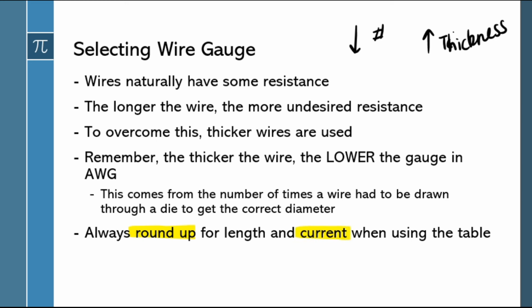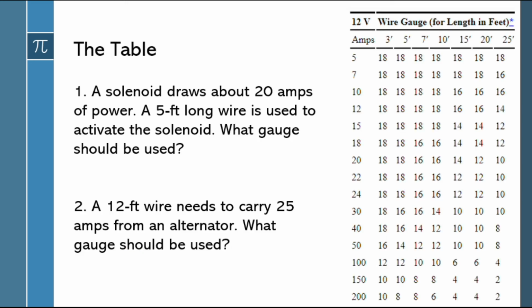So let's see a couple of examples. All right, we're going to start in yellow. Here's what the table looks like. It's on your formula sheet. We're going to draw 20 amps, and we're going to use a 5-foot long wire. So what gauge wire should we use? That's a question we're always asking. Amps are going down here, so I'm going to find my 20 amps. Then I'm going to go across for the length, and I find 5 feet. I'm just going to figure out where those two intersect, reading it like this, and I see that I should use 18 gauge wire.